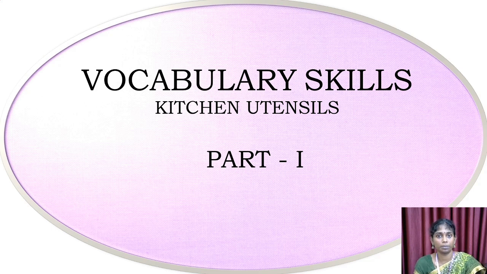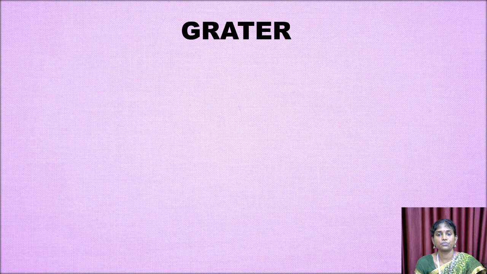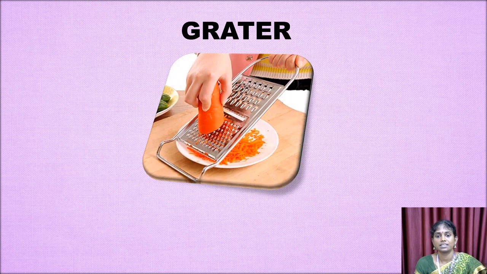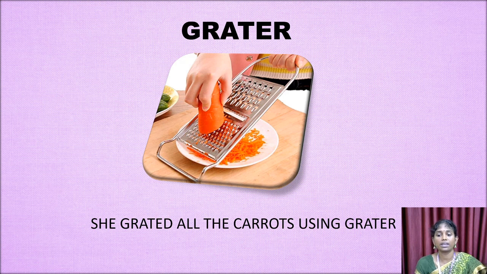Let's look into the words one by one with an image of it and also an example sentence. The first word which I am going to deal with today is grater. Yes, I hope by looking into the image you all might get an idea what it is. This is what we call as grater. She grated all the carrots using the grater. So grater is nothing but a utensil which is used to cut the carrots and other vegetables into small pieces. So this particular utensil we can call it as grater.